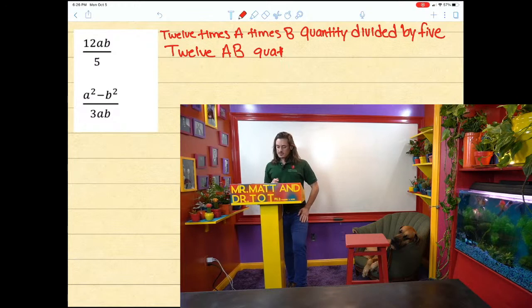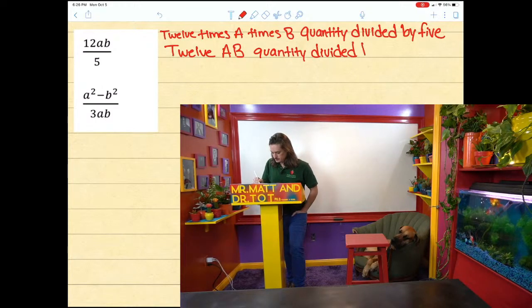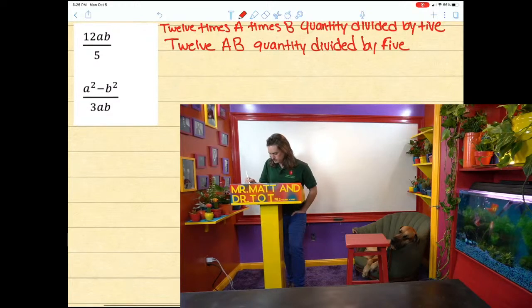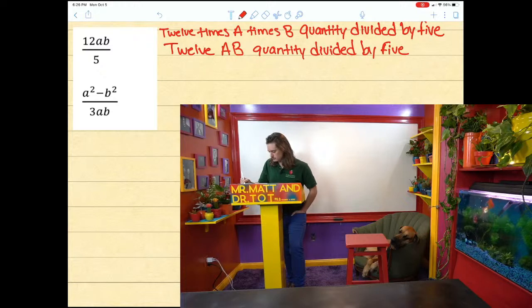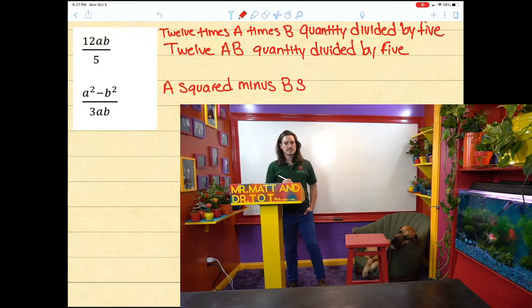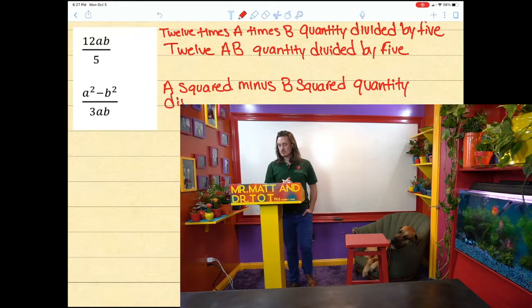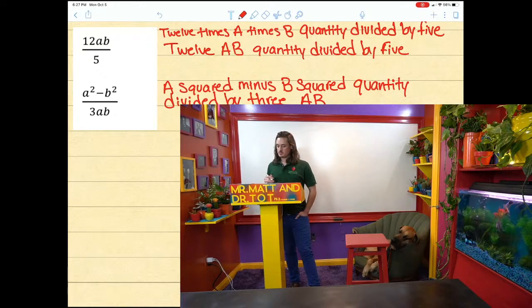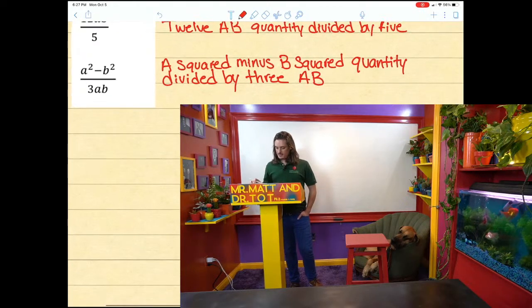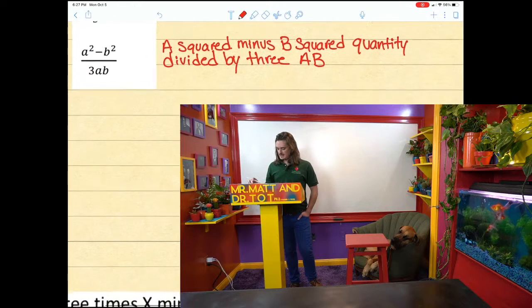For the second problem, we have a squared minus b squared quantity divided by 3ab. So notice there I skipped over the times part, and I just went straight to a squared minus b squared quantity divided by 3ab. That's usually the preferred, shorter, more concise way of expressing that. If there's any questions on that, please let me know. Otherwise, let's look at the next problem.